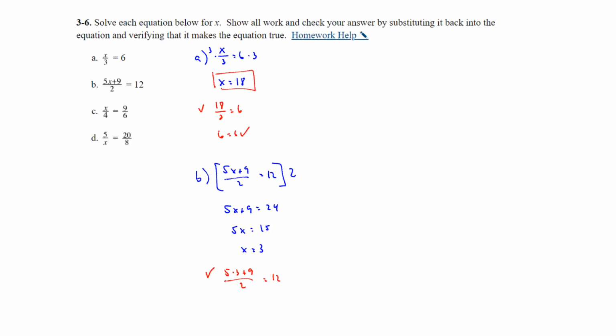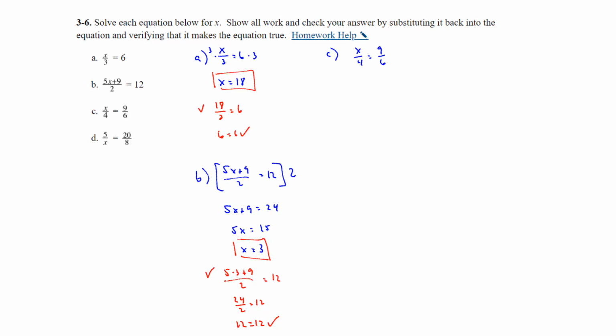And that's 15 plus 9 is 24. So 24 divided by 2 is 12. And once again, it does check correctly. On to part C, x divided by 4 is equal to 9 divided by 6.